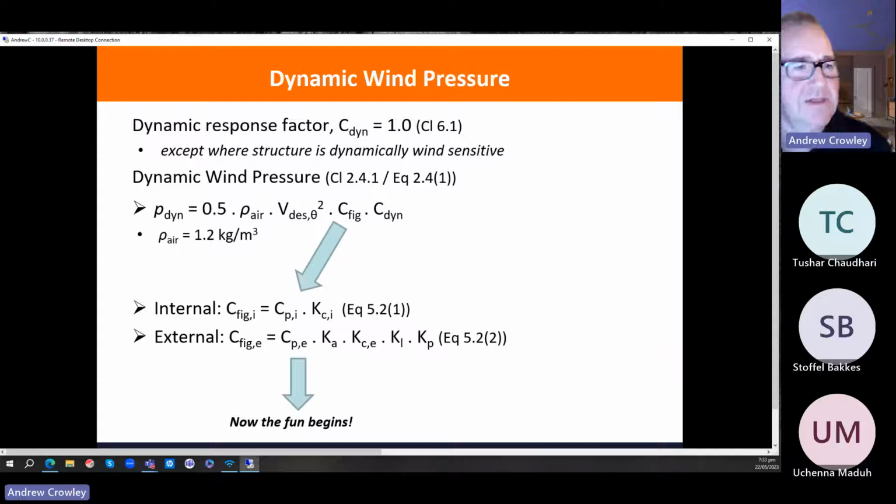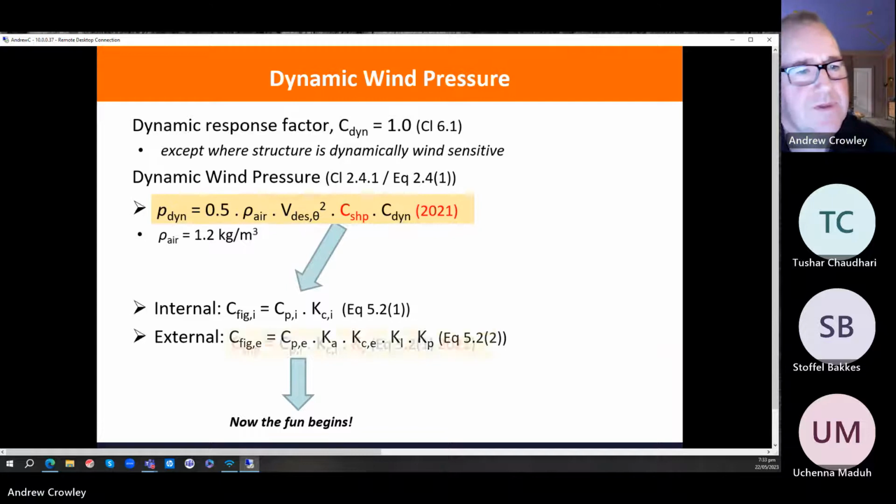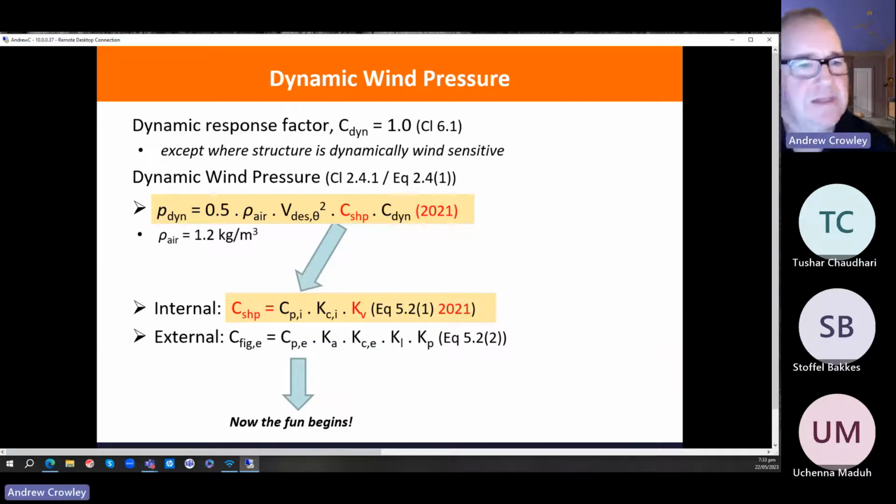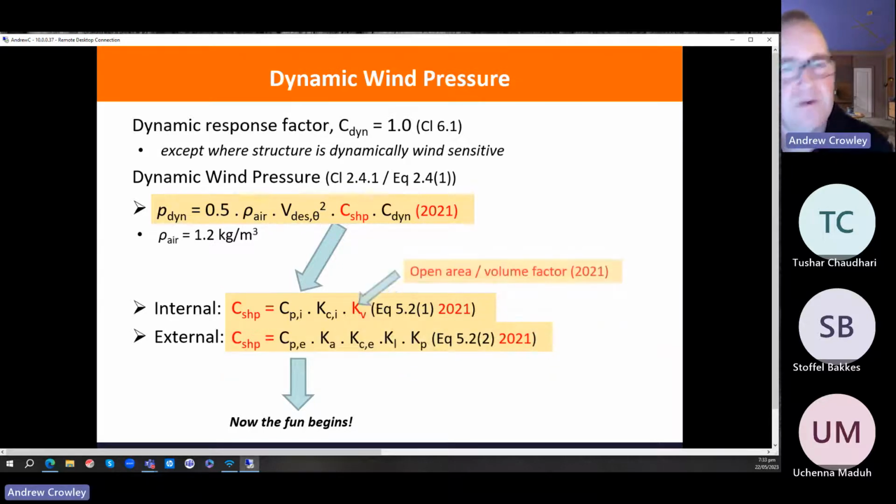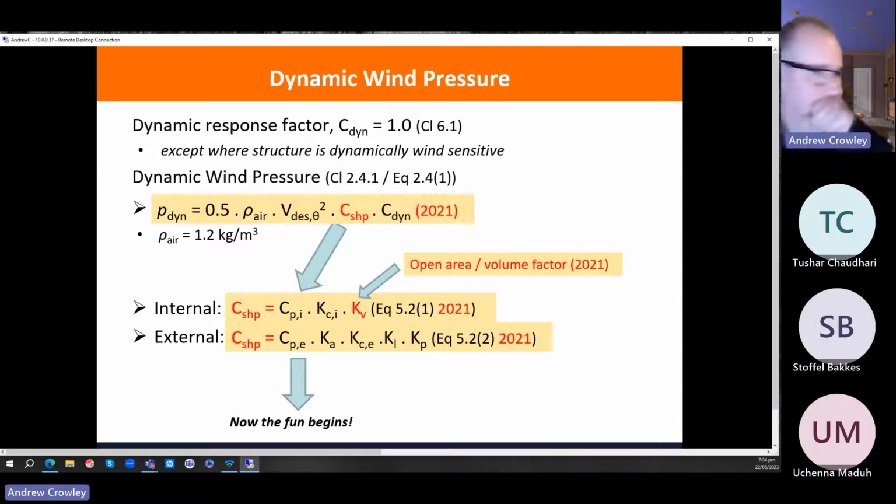Now, the internal CFig can be multiplied by an internal combination factor, and the external can be multiplied by a combination factor plus an area factor plus a local factor plus a porosity factor. Complicated, eh? Well, for 2021, they've added something else as well. They've changed CFig to C-shape. And they've added for internals a KV, which is related to the volume and the open area, as it were, to give you a multiplier.